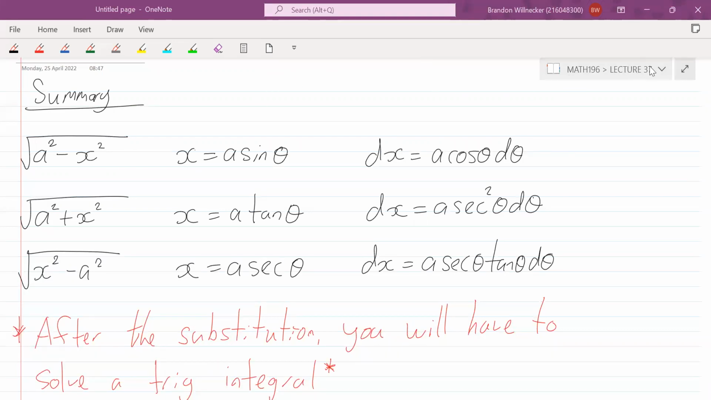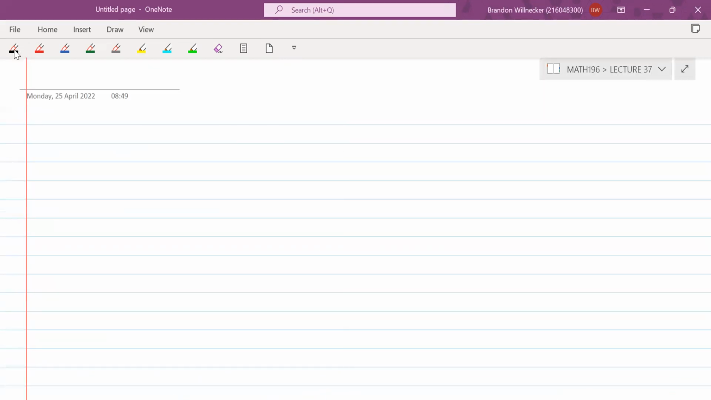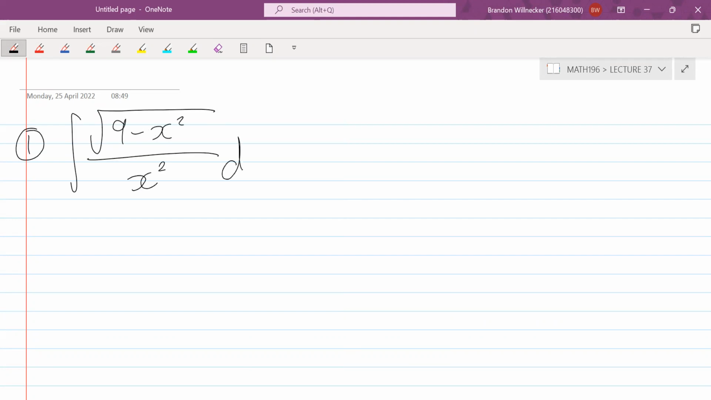So let's look at an example for each of them. Example number 1. We have the integral of the square root of 9 minus x squared all over x squared dx. We want to figure this out. Right away, we see that in the numerator we have the square root of 9 minus x squared. So it's something like the root of a squared minus x squared, where a is 3.